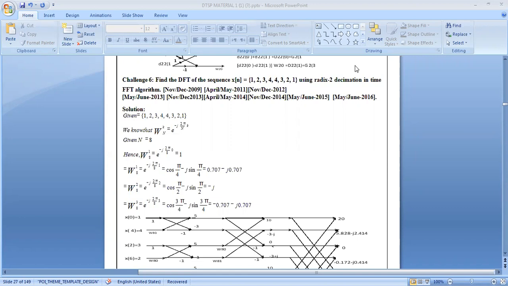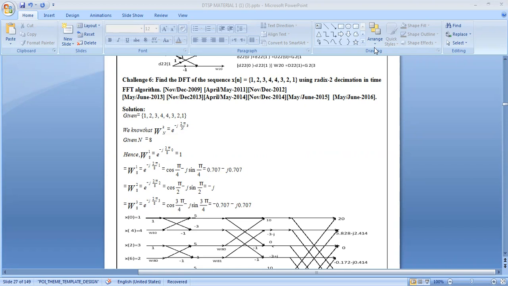Find the DFT of the sequence x of n equals 1, 2, 3, 4, 4, 3, 2, 1 using radix 2 decimation in time FFT algorithm. Okay. So actually this is a repeated university question. So see over that 2009, 11, 12, 13. In 13 in both the semesters, that is May, June, November, December 2014 and also 2015, 16. So obviously it is a repeated university question.